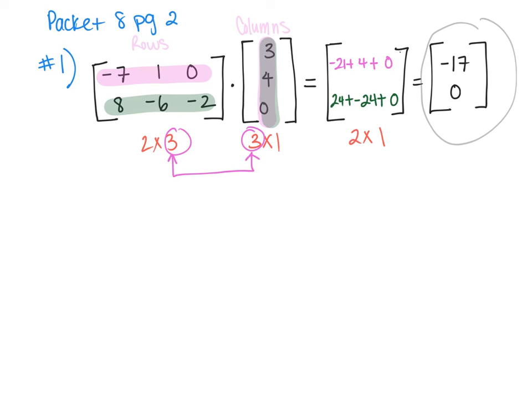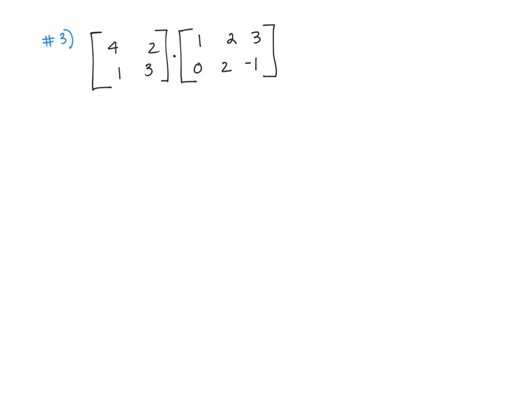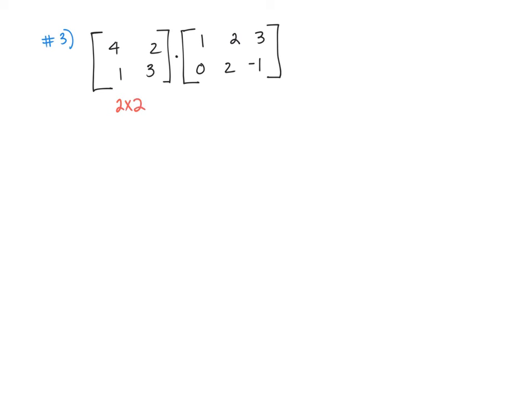All right, so in the next one that I'm going to do here, how about I do number 3 with you guys so that way you can see how that one's done. So here's number 3. I'm going to zoom it out just a little bit. There we go. So again, we're going to have to figure out the size. So we have a 2 by 2, a 2 by 3, it looks like with this one.